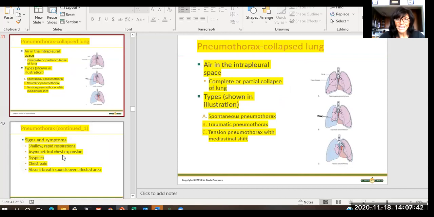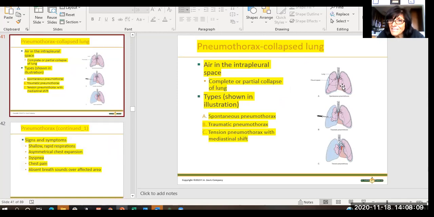Okay, so pneumothorax, that's an actual collapsed lung. So now instead of fluid or pus, this is air in the intrapleural space, right? The visceral and parietal pleura. Now there's air in there, so much that it's increased the pressure and the lung collapses inside. So these pictures here, I found these online. I think they were the best ones I could find.